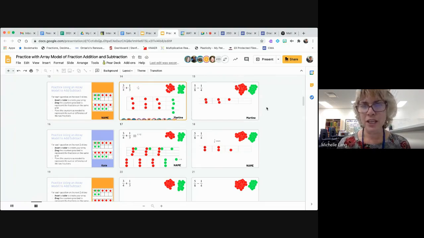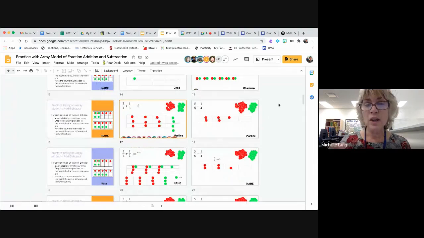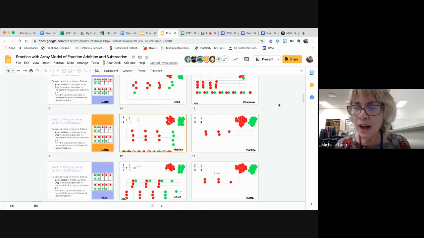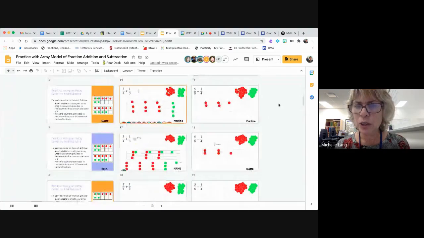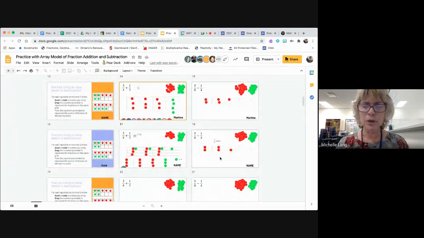Okay, great. Thank you. I noticed that some of you built a second whole, which helps to see that, but Martine's solution is very clear and didn't require that extra work. So well done, Martine. And now I'm going to ask you to jump to slide 21.